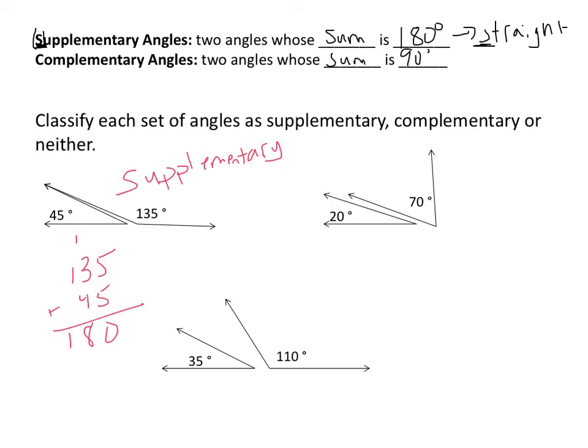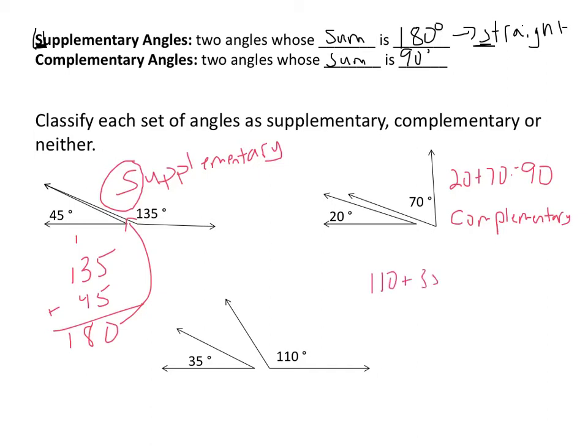Going back to this first one, remember this one was supplementary because they added up to 180, and 180 is a straight angle. 20 plus 70 is 90. So that makes these two complementary angles. And if we do 110 plus 35, that only gives us 145. So these two are neither supplementary nor complementary.